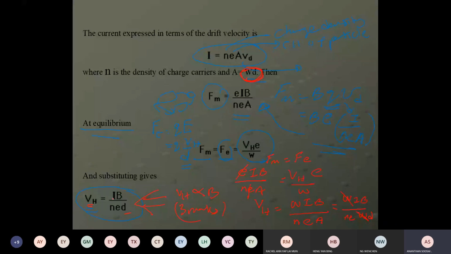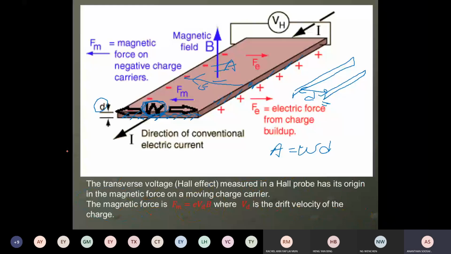The Hall voltage is equal to I. What is I? The current flowing in the conductor. What is B? The magnetic field applied on the conductor. N is the charge density of the material. E is the charge of one charge carrier. D is what? This is important. D is the thickness of the conductor.